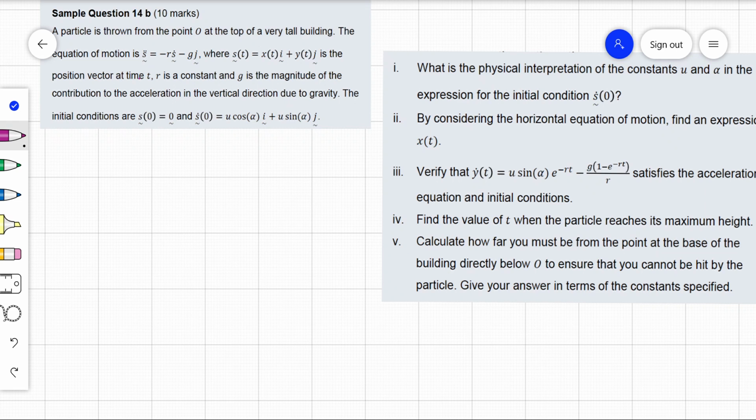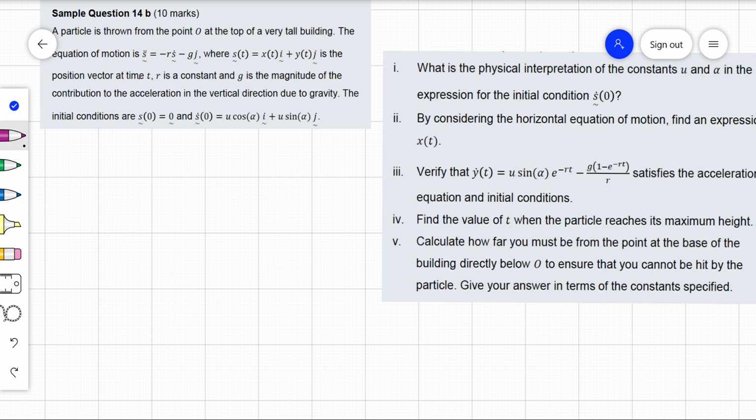Alright, so let's have a look at this one. The particle is thrown from point O at the top of a very tall building, not just tall. The equation of motion is given to us, S double dot, it's a vector. And you can see it's got two vectors in it. It's got the S dot vector and the J vector there.